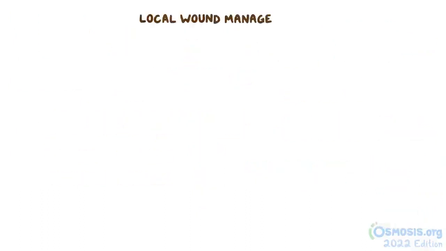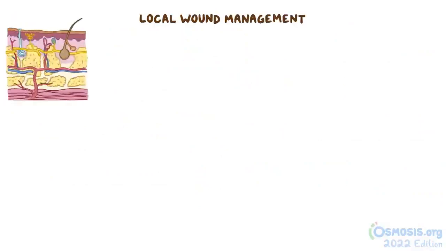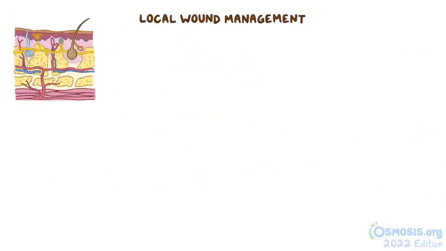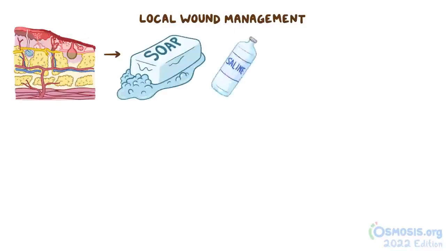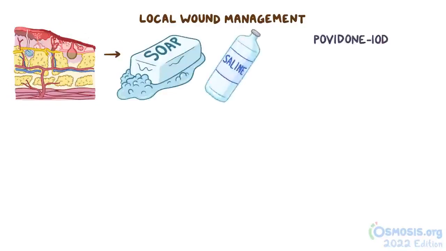Next is local wound management. The skin is the most important barrier to infection, so if that barrier is damaged, the skin needs help preventing infection and augmenting healing. The wound should be cleaned with soap and water or sterile saline. Povidone iodine solutions, on the other hand, have been shown to delay wound healing and should be avoided.